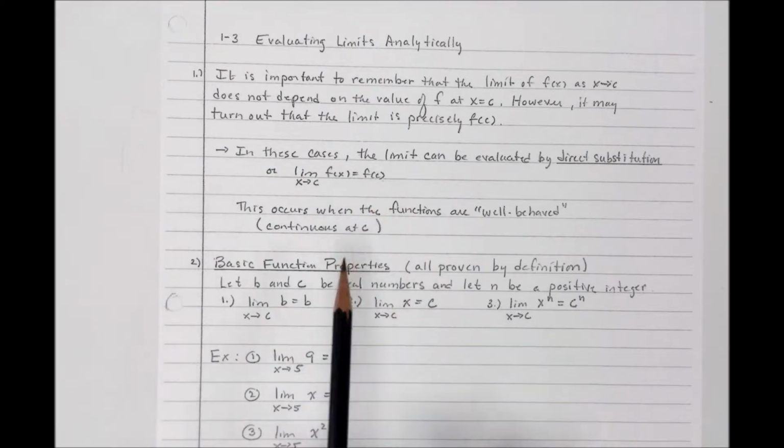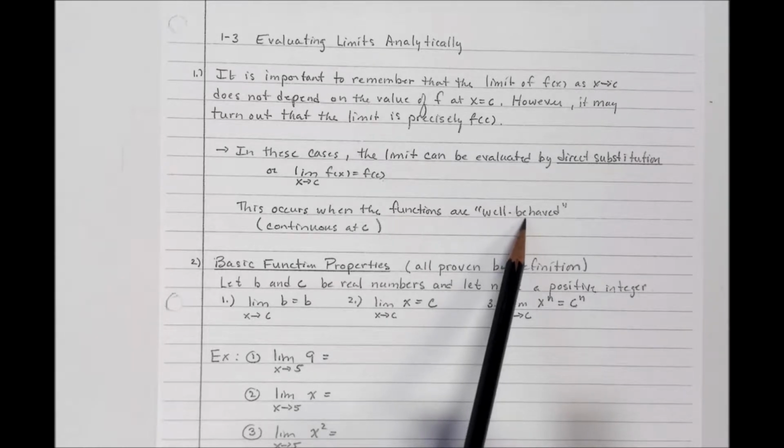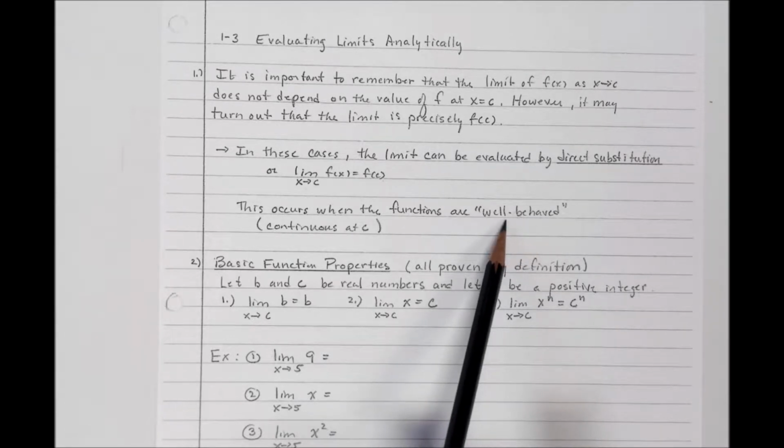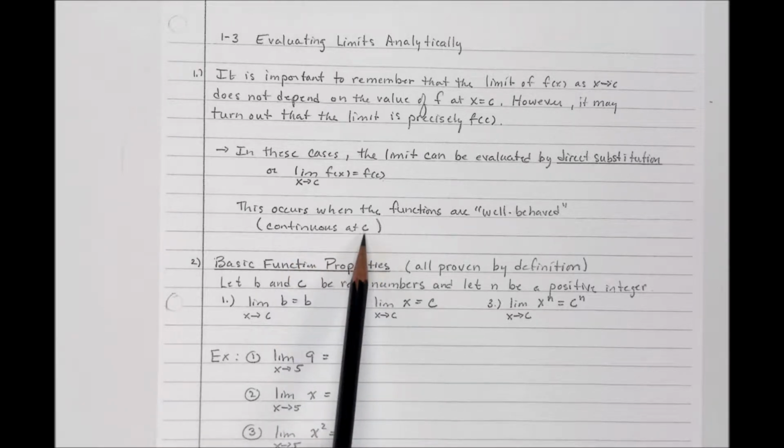Now, these kinds of functions are what we call well-behaved functions. There are no aberrations. There are no holes. There are no vertical asymptotes. There are no breaks in the graph. We say it's continuous, that there are no breaks when x is equal to c.